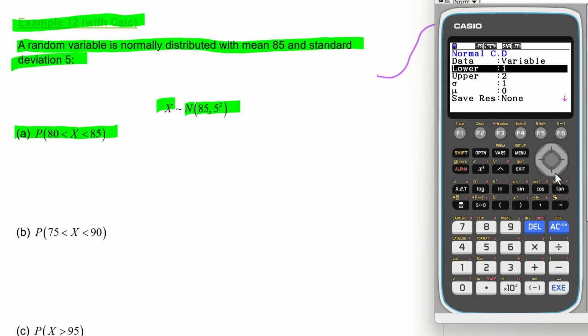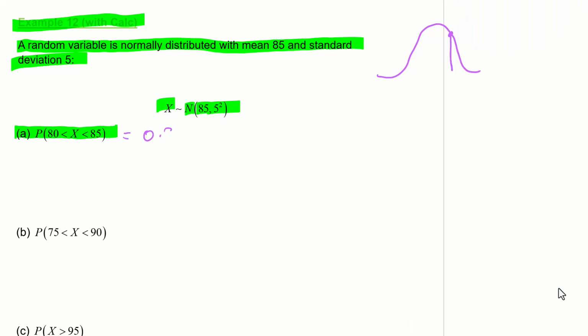And so here we want a lower of 80. We want an upper of 85. The standard deviation is 5. And the mean is 85. And then execute, and we get 0.3413. And we know that the 0.34 was the estimate we got in the previous version of the question, where we used the 68, 95, 99.7 rule.